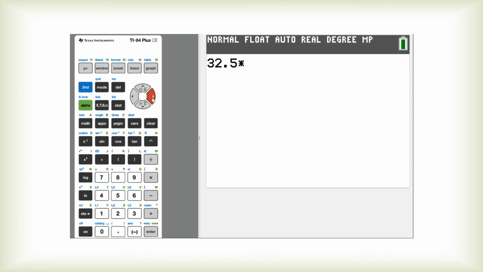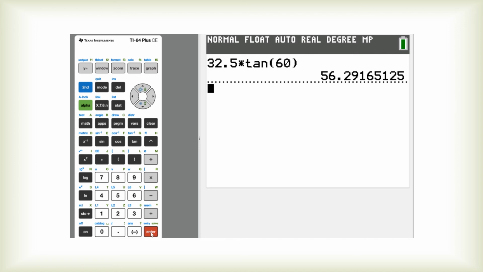So I've got 32.5 times the tangent of 60, because I know my angle measure. And so I'm going to hit enter. And okay, well, good. 56.29, or if we round it to the nearest foot, 56 feet is the height of the roof line from the peak of the roof down to the foundation. You know what? Shazam!